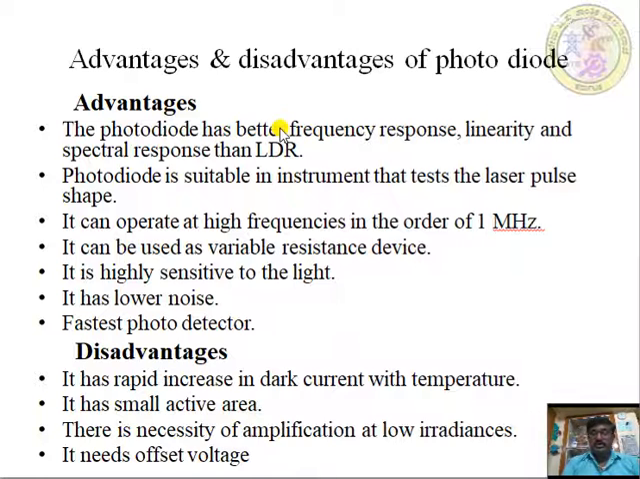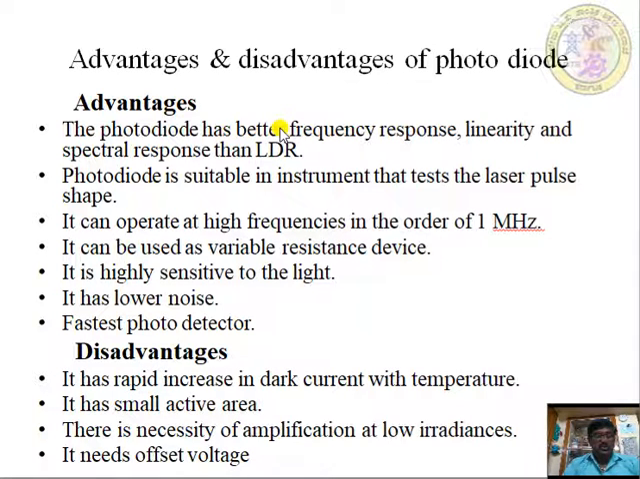So what are the advantages? The photodiode has better frequency response, linearity, and spectral response than an LDR, that is, a light dependent resistor. Photodiodes are suitable in instruments that test the laser pulse shape. It can operate at high frequency in the order of 1 MHz. It can also be used as a variable resistance device. It is highly sensitive to light. It has lower noise and is a faster photo detector. That is, the noise effect is very much smaller.